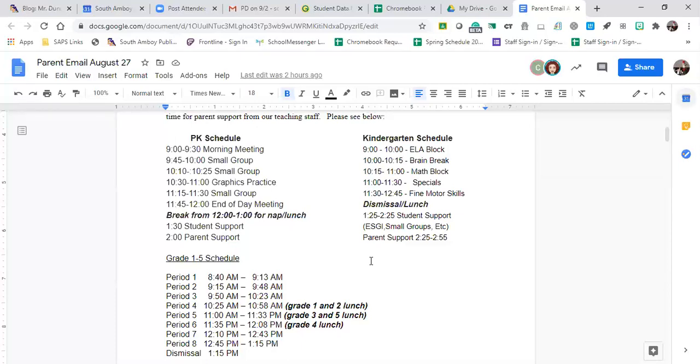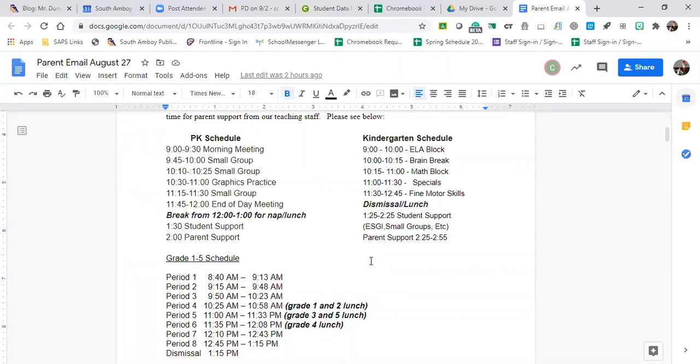Now, especially at the pre-K and kindergarten level, that doesn't mean my child is going to show up at 9 o'clock for a morning meeting, a small group, graphics practice, and an end of day meeting, and be on the computer from 9 to 12 the entire time. That's not what it means, even though that is what it says. So I'm sure there was some confusion when we said they're going to be on a shorter period of time, as well as the student support and the parent support.